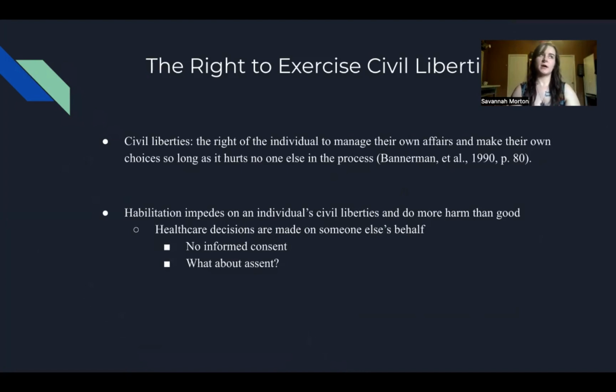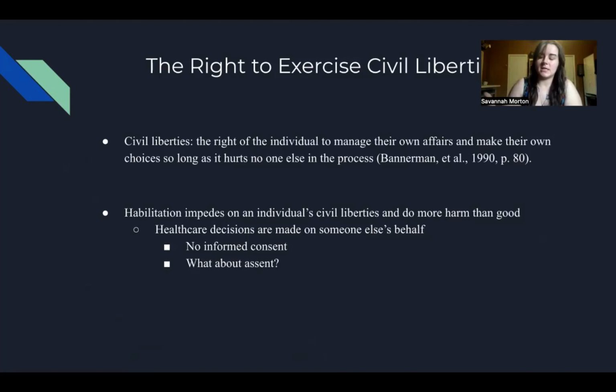And when we're talking about civil liberties, it's really important to define that because what we're seeing is that habilitation often leads to healthcare decisions made on behalf of other people who are then left unable to advocate for themselves. And what we're arguing here is that habilitation impedes on an individual's civil liberties and does more harm than good. And while it can sometimes improve quality of life in certain instances, it also impedes on people's bodily autonomy, and there's often no informed consent.